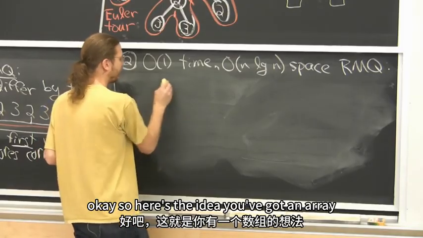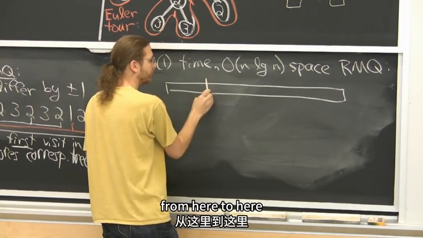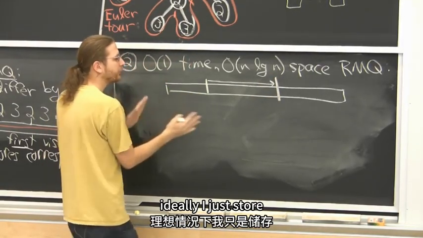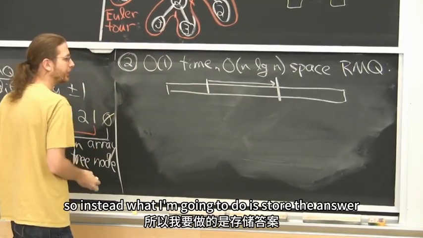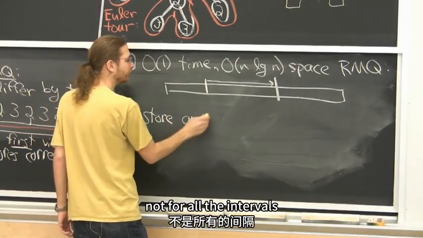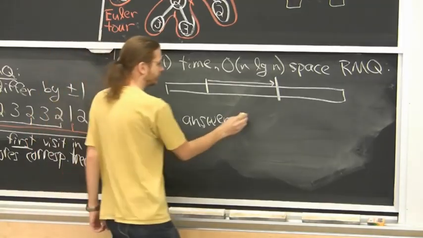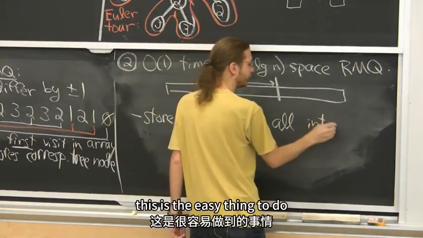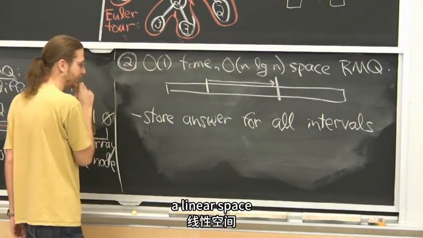Okay, so here's the idea. You've got an array, and now someone gives you an arbitrary interval from here to here. Ideally, I just store the mins for every possible interval, but there's n squared intervals. So instead, what I'm going to do is store the answer, not for all the intervals, but for all intervals of length the power of 2. Trick you've probably seen before. So this is the easy thing to do, and then the interesting thing is how you make it actually get down to linear space.